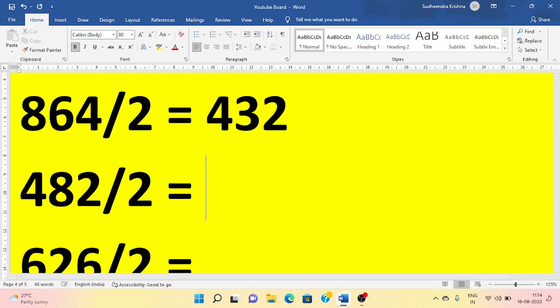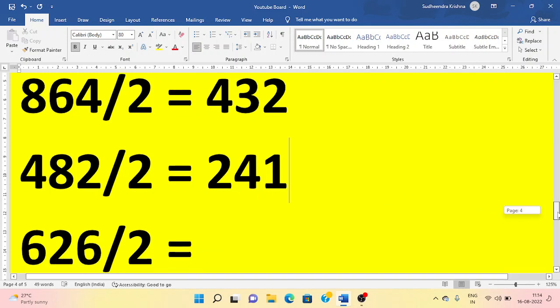Again, now let us take a second example. We have 482. We have to find half of 482. First divide 4 by 2. We will divide each and every digit of the number by 2. So 4 by 2 is 2, 8 by 2 is 4, and 2 by 2 is 1. This is the required answer.